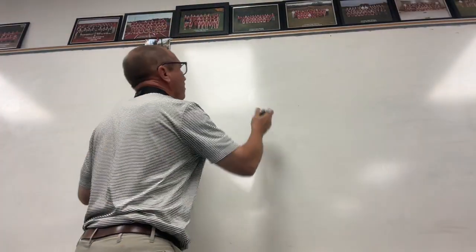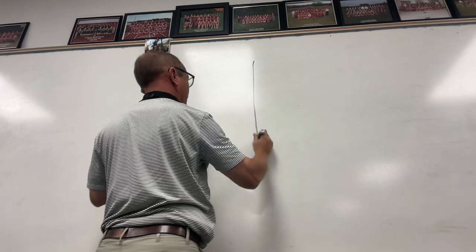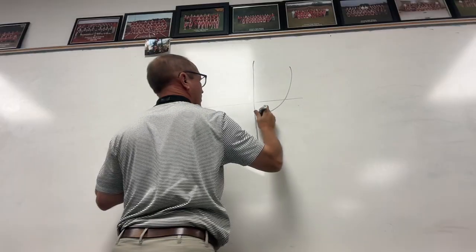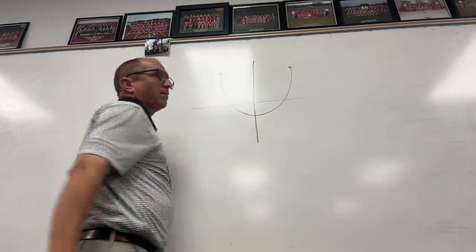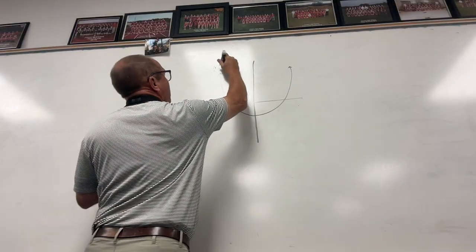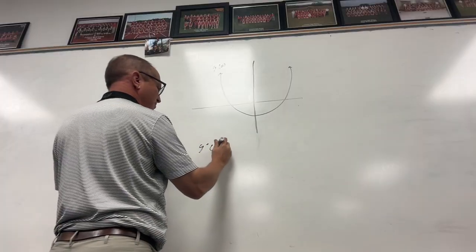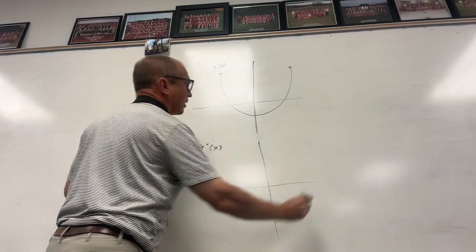And I'm going to graph out something that looks like this. Now, this is my graph of g of x. I want to know what the graph of g prime of x would possibly look like.